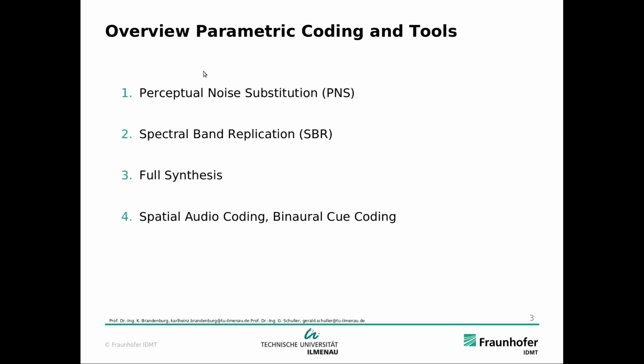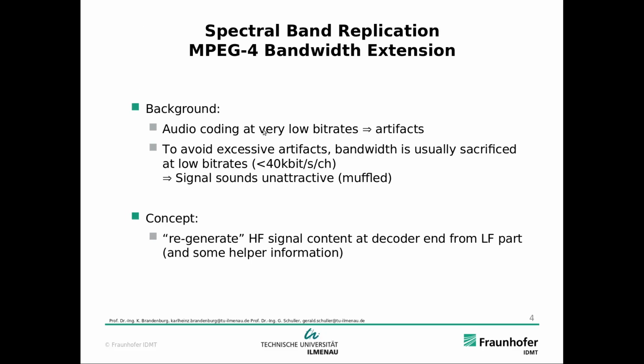So we already saw a few parametric coding tools, for instance, spectral noise substitution, where we generate noise in the decoder. Today we talk more about spectral band replication. We already saw its use. Then we talk about the full synthesis. And actually last time we already talked about spatial audio coding. So now for spectral band replication. This is in the MPEG-4 bandwidth extension.